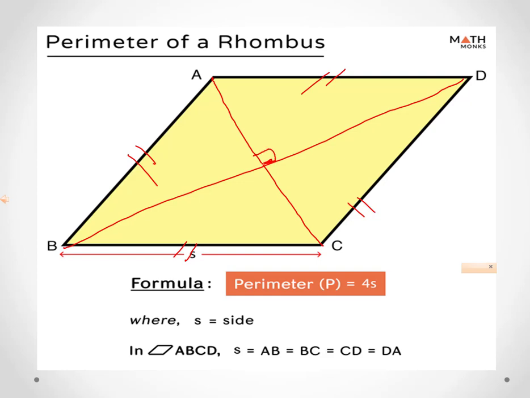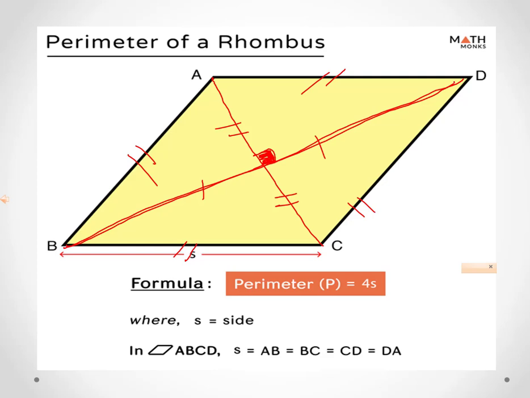That means the diagonals make 90 degrees, and the 2 diagonals here bisect each other. Bisect each other means this side equals this one, and this one equals this one. This part of the diagonal is half the diagonal, or equals the other part. So that's the shape of a rhombus.